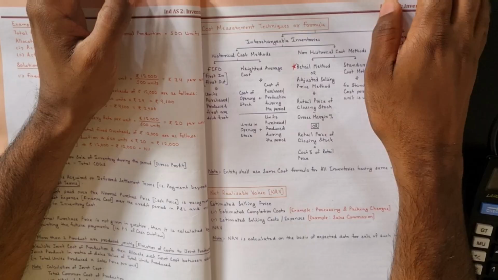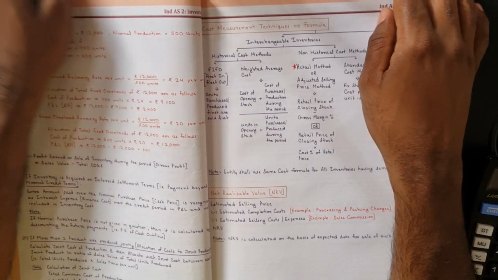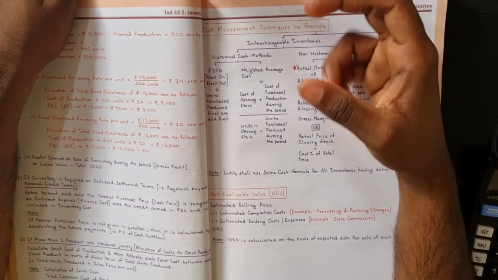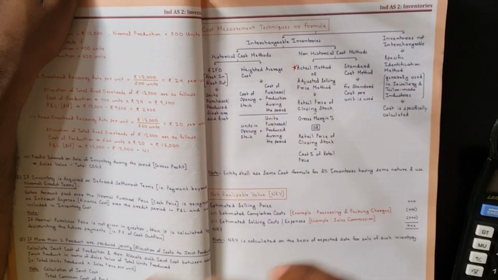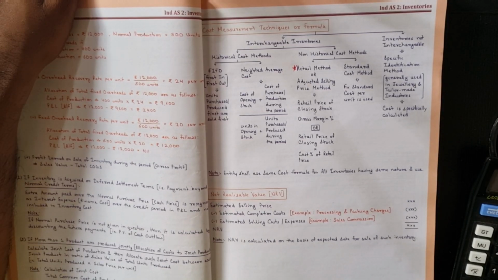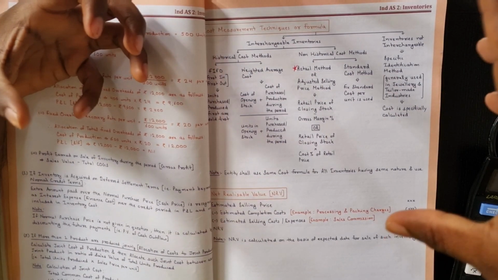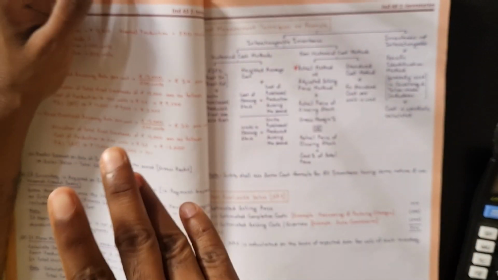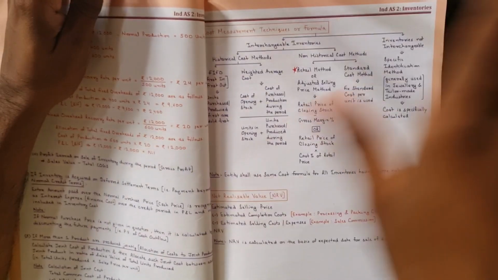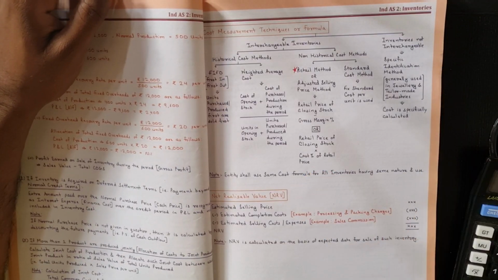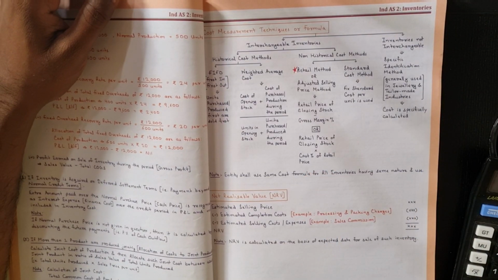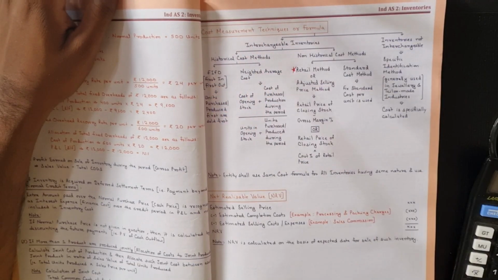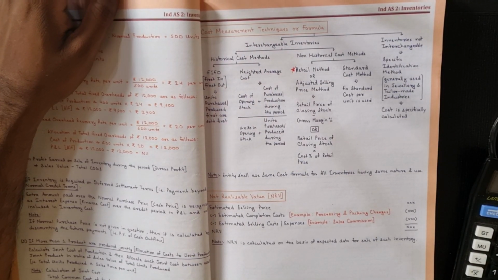FIFO is your first in first out. You would have already learned it in BCom first year, I'm just repeating it here. What this method says is that whatever you produce first, you will take out first. Let's suppose we have a bread factory. The products which you have produced earlier, yesterday, you would try to sell as fast as possible. That is known as first in first out. Units purchased or produced first are sold first.